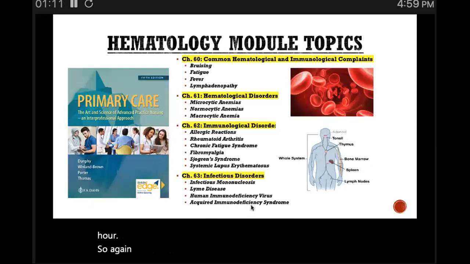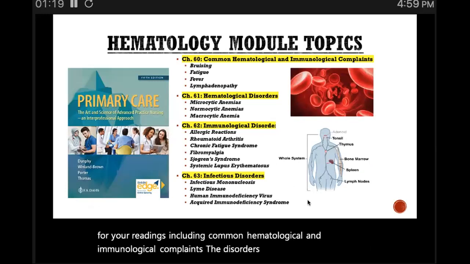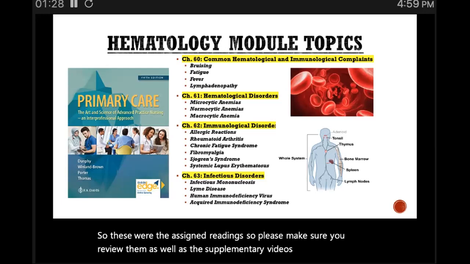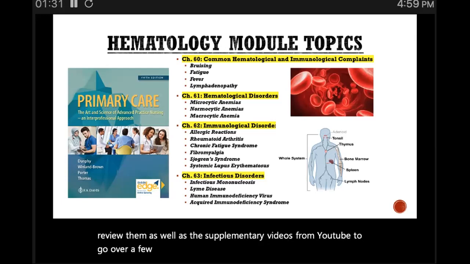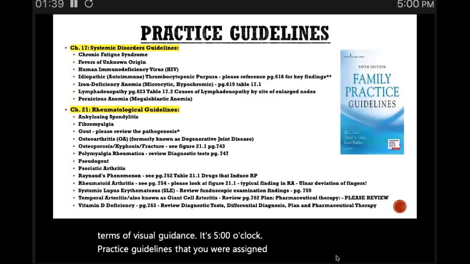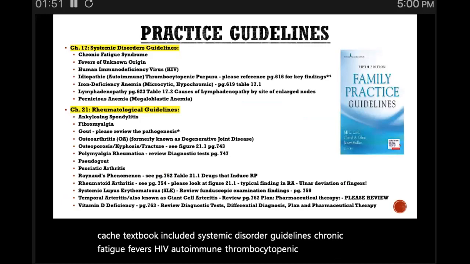So again, these were the topics of discussion that you were assigned for your readings, including common hematological and immunological complaints, the disorders, immunological disorders, infectious disorders. So these were the assigned readings. So please make sure you review them, as well as the supplementary videos from YouTube to go over a few of the disorders that I thought would be helpful in terms of visual guidance. The practice guidelines that you were assigned to review from your CASH textbook included systemic disorder guidelines, chronic fatigue, fevers, HIV, autoimmune thrombocytopenic purpura, iron deficiency anemia.